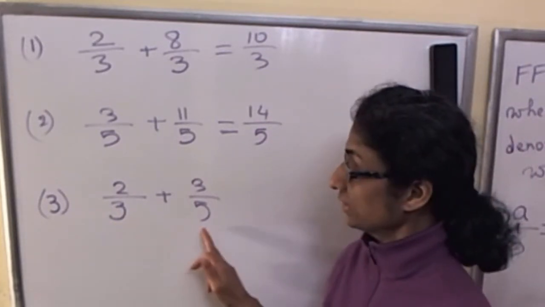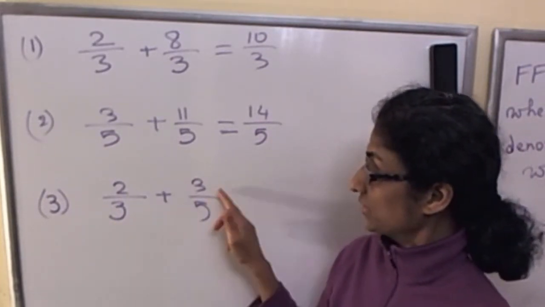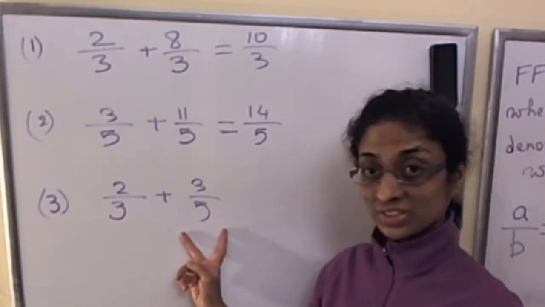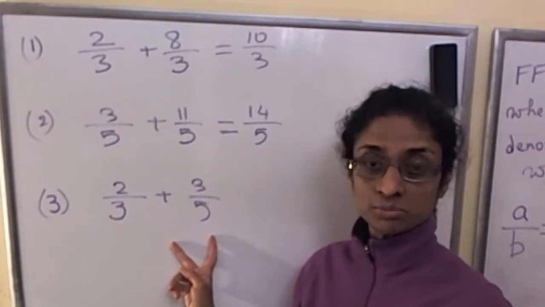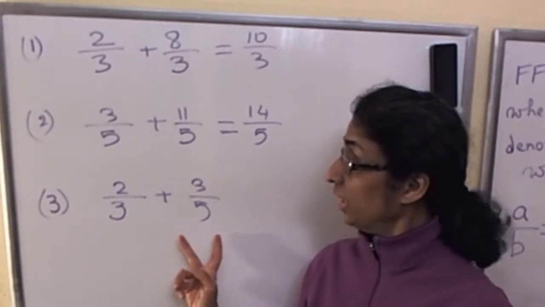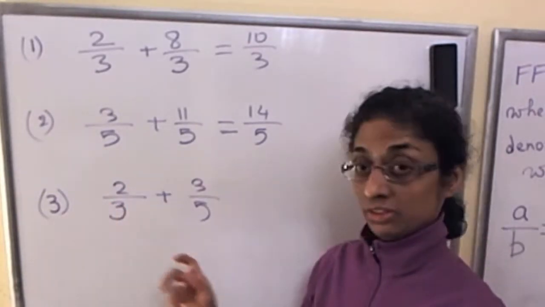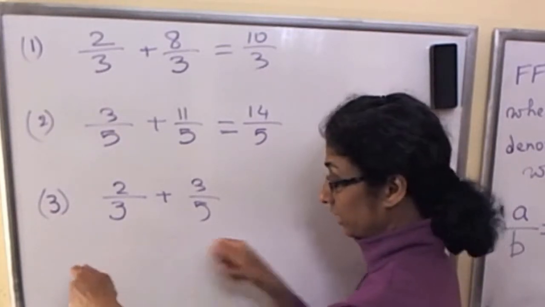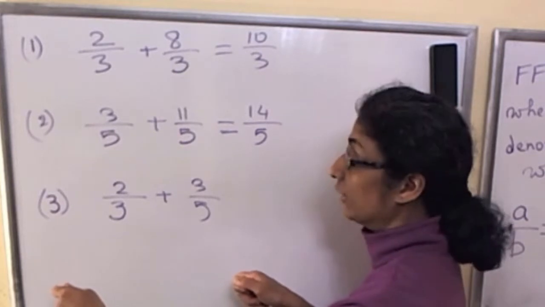Now let's look at this third example. 2/3 plus 3/5. What is this? How do we think of this addition? What's the definition of this addition? Concept-wise, it's still the same. 2/3 means think of a segment of length 2/3. It can start at 0 and end at 2/3 on the number line.